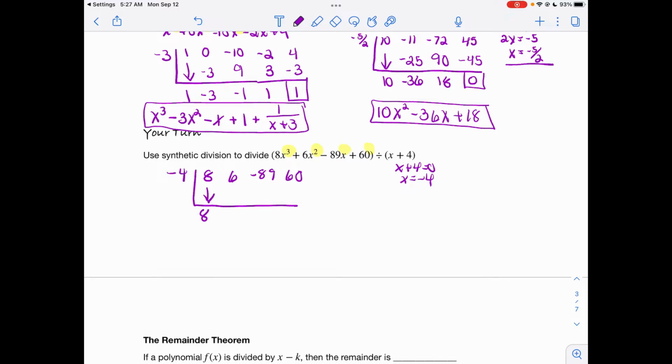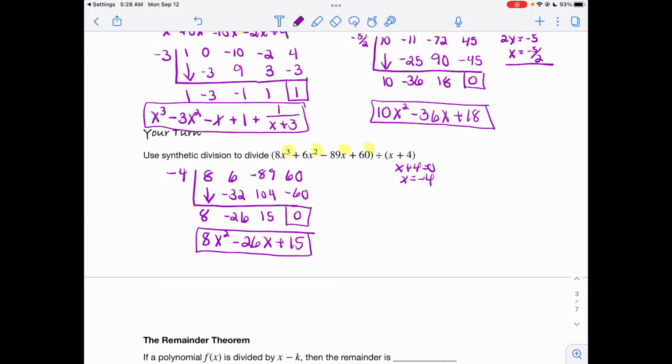Bring down the first, negative 4 times 8 is negative 32, negative 32 plus 6 is negative 26, negative 4 times negative 26 is 104, minus 89 is 15, negative 4 times 15 is negative 60, which gives us a remainder of 0. So my answer, putting the x's back in, is 8x squared minus 26x plus 15. Make sure you put the x's back in.